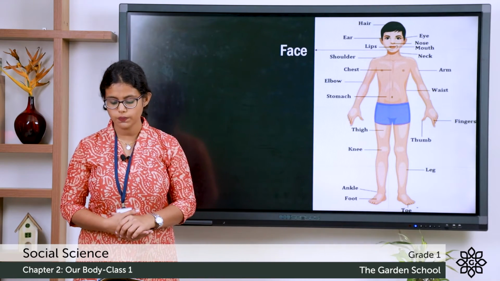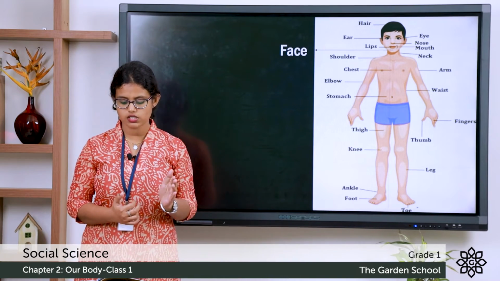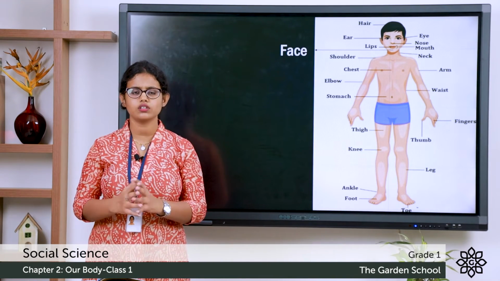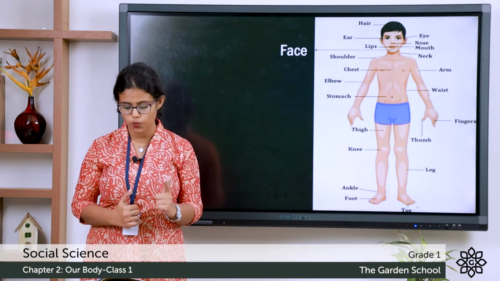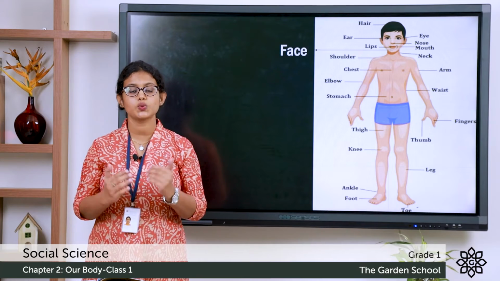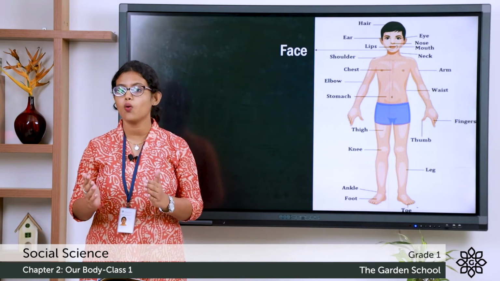So first is given nose, mouth, tongue, neck, chest, stomach. How many of each do you have? You have 1 each, right? So you have 1 nose, you have 1 mouth, so you have 1 each. So what do you have to write in that box? You can write there 1.